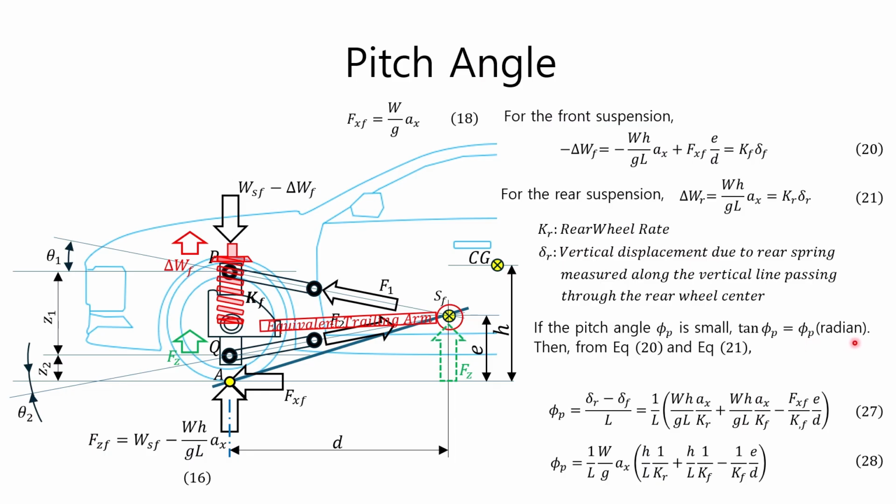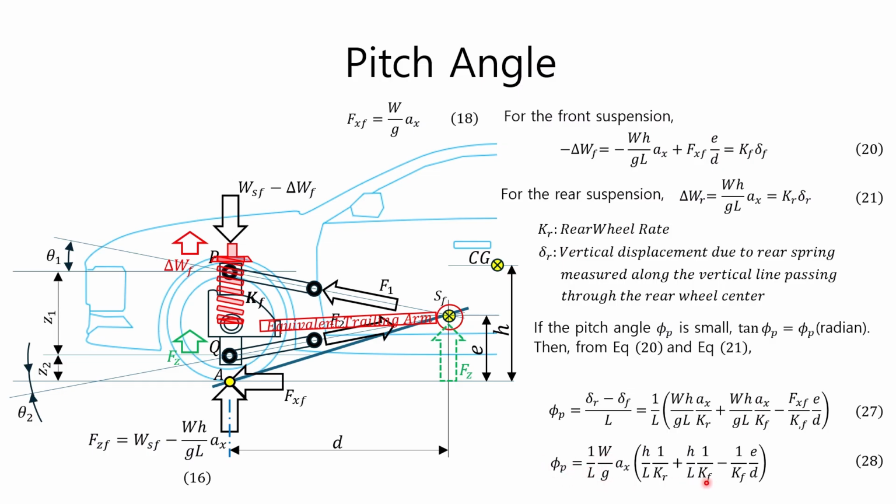Equation 20 is rearranged for the front wheel displacement delta F, and equation 21 is rearranged for the rear spring displacement delta R relative to the rear wheel center. If we substitute these two displacement values into the second equation of equation 27, when the driving force is applied to the front-wheel drive solid axle, the pitch angle phi can be obtained, as shown in the third equation of equation 27. Here, the spring displacement has a positive value in the bump and a negative value in the rebound. Rearranging equation 27, the pitch angle phi can be expressed as equation 28.